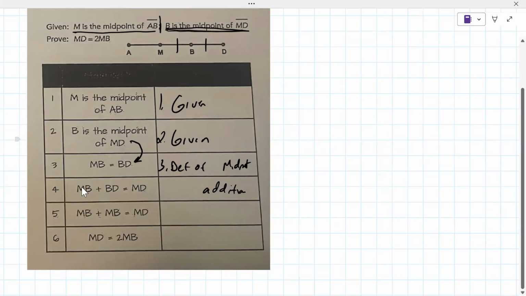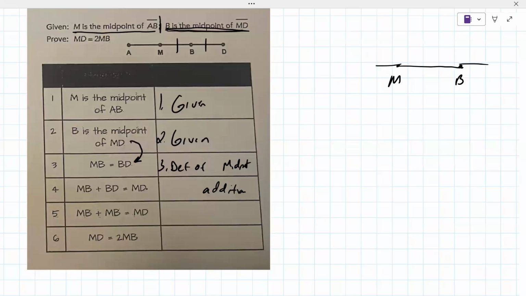How would you define MB and BD? MB and BD. What are they? M is a point. What is M to B? A line? Nope. Lines go on forever. A ray or segment? Segment. There you go.